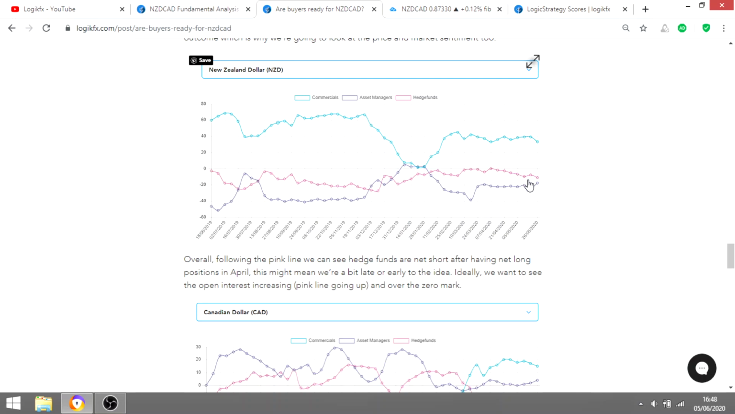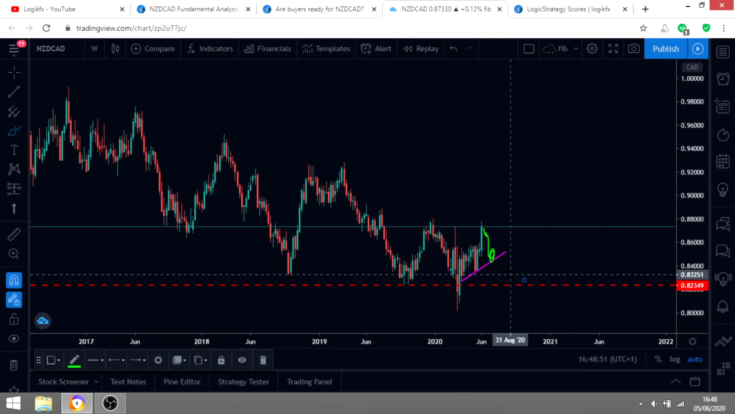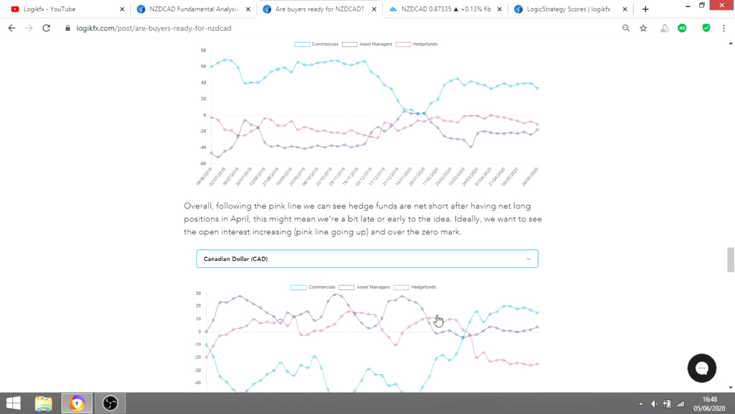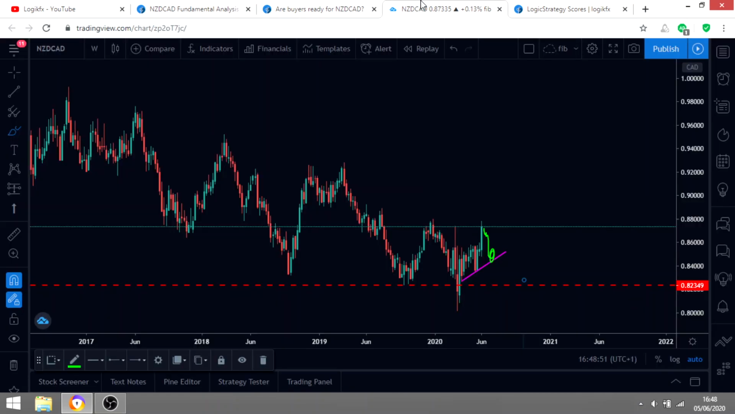the New Zealand dollar is in a net short position still. We want that hedge fund line to be above zero to be completely confident. But we could still get a good idea on the fundamental analysis alone, as these two are contradicting each other, so it neutralizes.